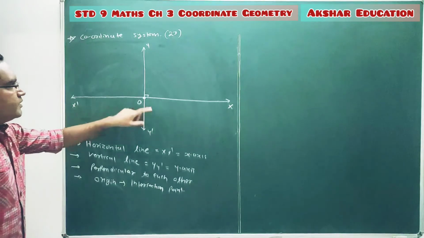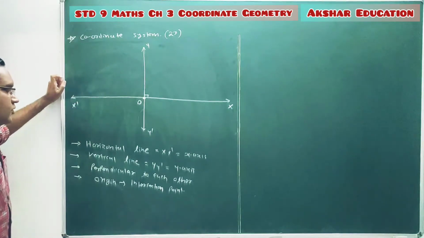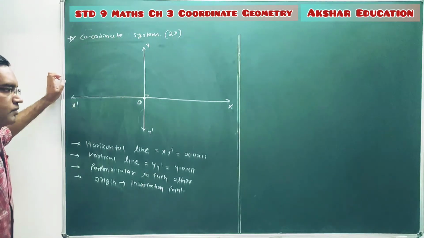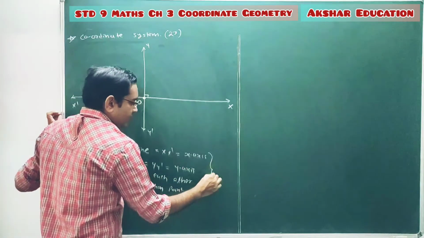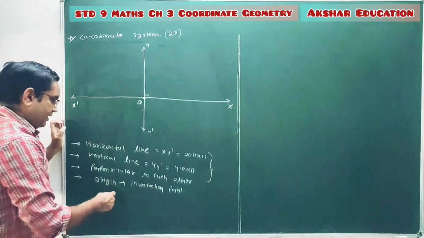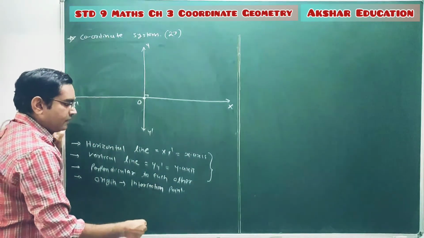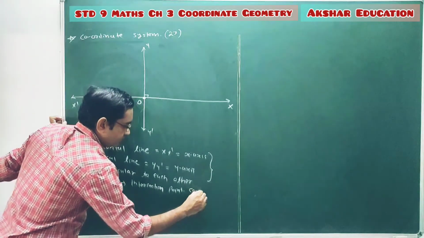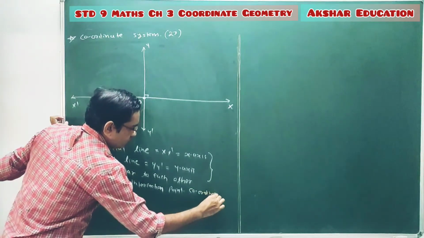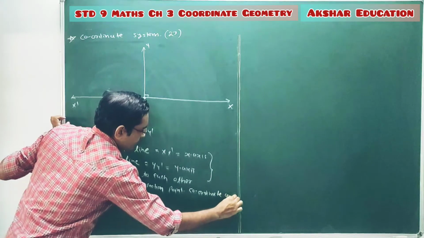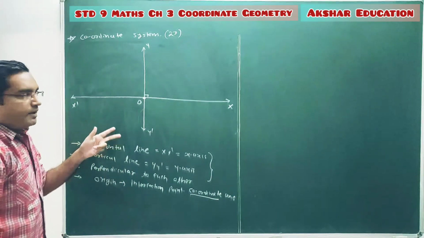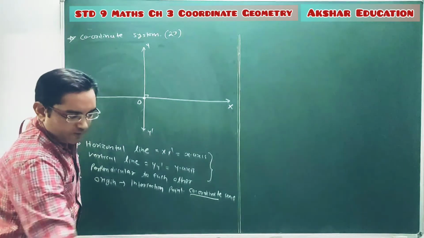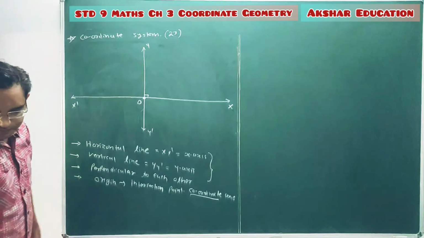So this is the horizontal axis, this is the vertical axis. This x axis and y axis are both commonly known as coordinate axes, and this is the origin, that is the intersection point of the coordinate axes. So what is a coordinate axis? Both x axis and y axis are commonly known as coordinate axes.